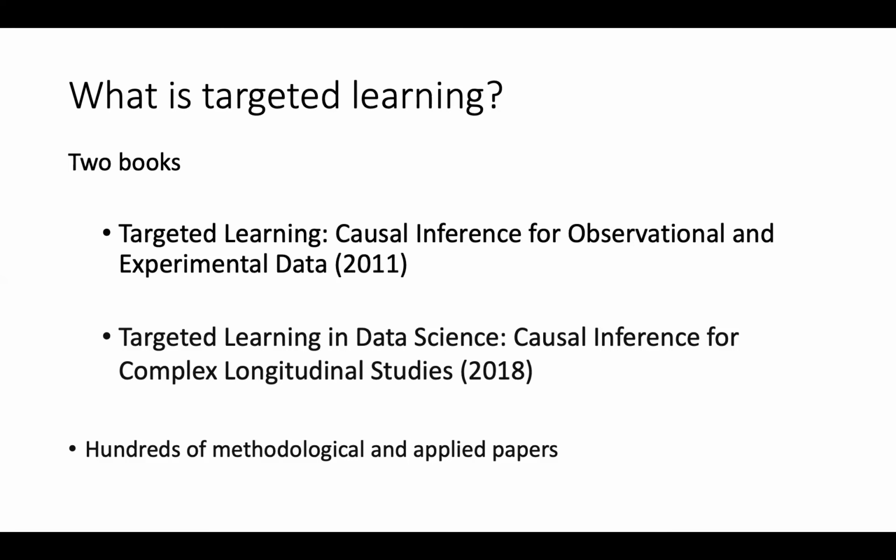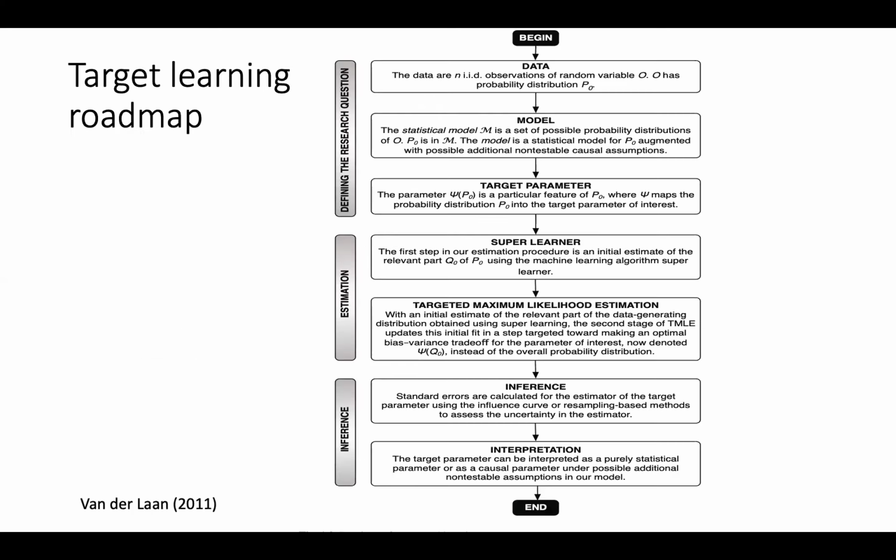Well, let me tell you first, there are 2 books now on it. The first one came in 2011, so more than 10 years ago, but the original paper goes before that. And a more recent book extends these ideas to very complex longitudinal studies. I'm still reading maybe a third of the first book. Okay. And I checked yesterday; I thought there were dozens of papers, but there are hundreds of both methodological and applied papers. People are really applying these methods.